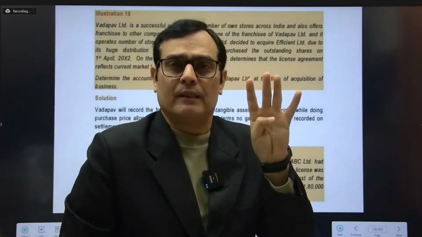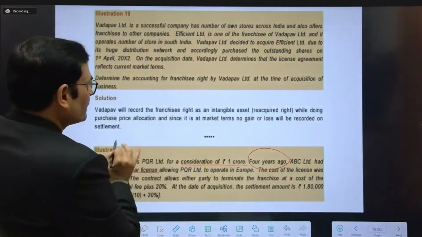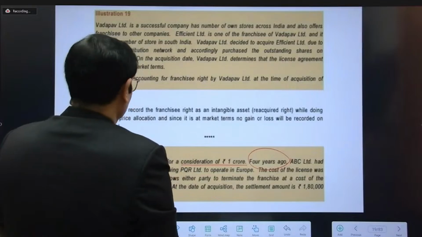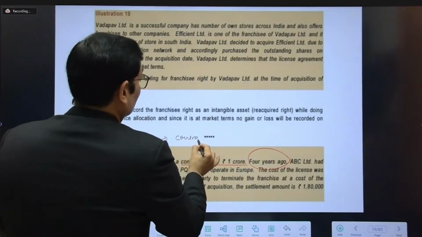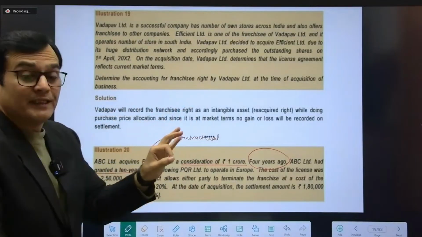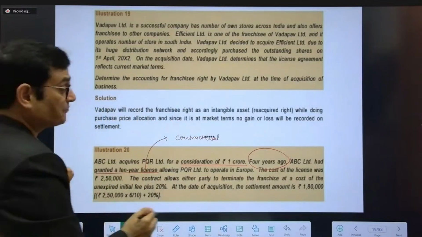4 years ago, the acquirer company granted a license to the acquiree company when there was no acquirer-acquiree relationship between them. It's a pre-existing relationship. So it says ABC acquires PQR. ABC had granted a 10-year license allowing PQR. When it granted a license, can I say it was a contractual relationship? Because when he granted a license, he would have granted it on the basis of a contract. So this is contractual in nature.